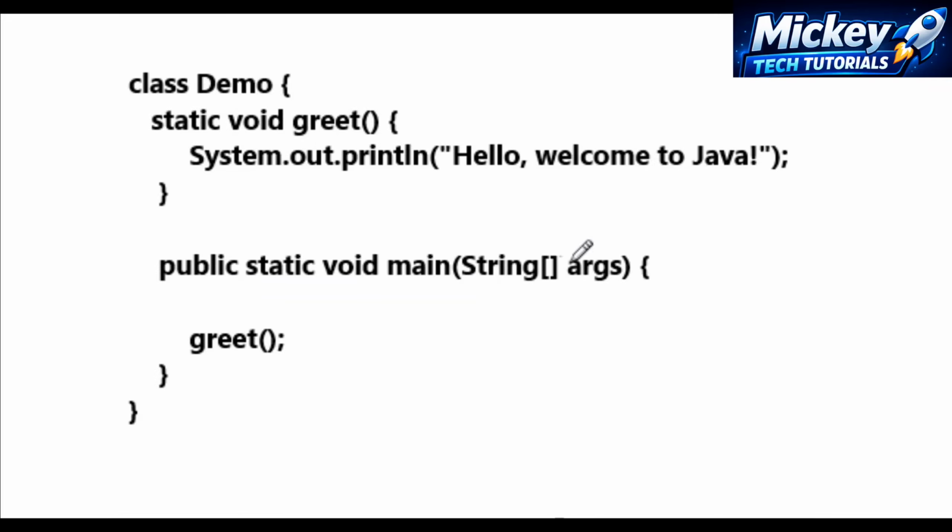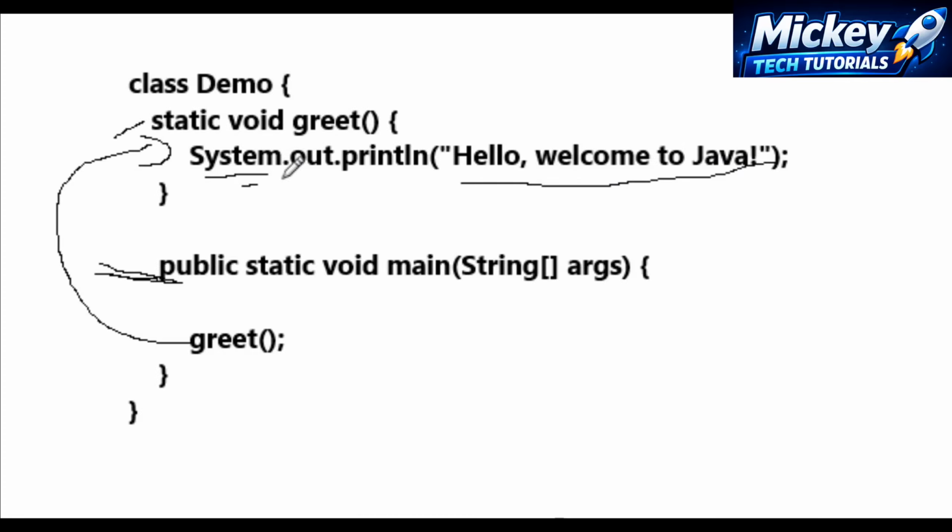This is my main method. What is a method? A method is a block of statements. This is my block of statements. Now I execute this. JVM will start executing from the main method. Control comes to the next line. It will execute the greet method because I have called this method. Whenever you call the method, control goes to the greet method, performs the operation, prints the output hello Java, and control comes back.